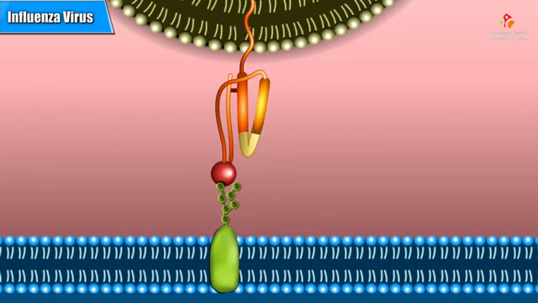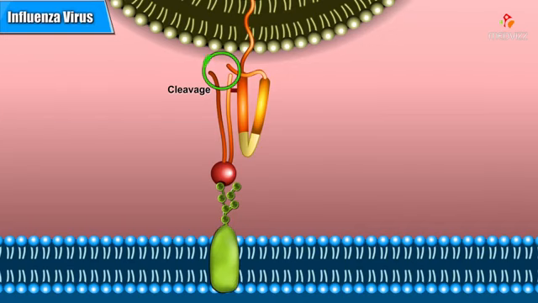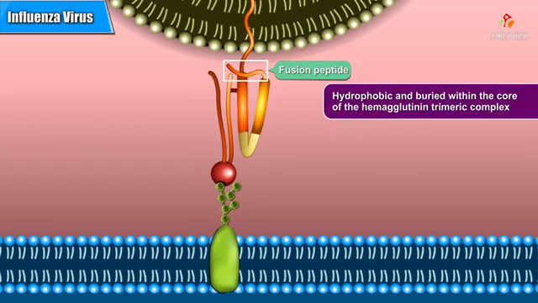For an influenza virus to become infective, hemagglutinin must be cleaved. An enzyme released from the epithelial lining of the human respiratory tract performs this function. The cleavage frees one end of a segment called a fusion peptide. The fusion peptide is hydrophobic and buried within the core of the hemagglutinin trimeric complex.